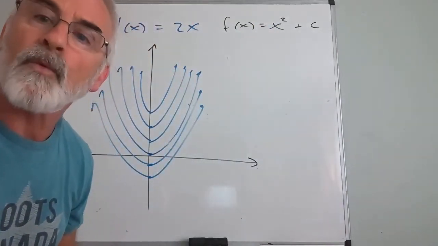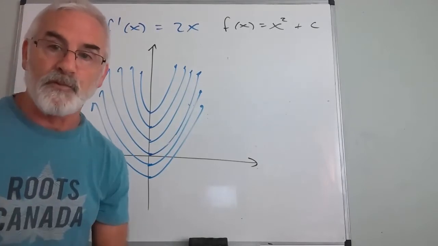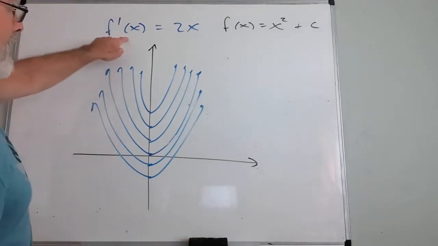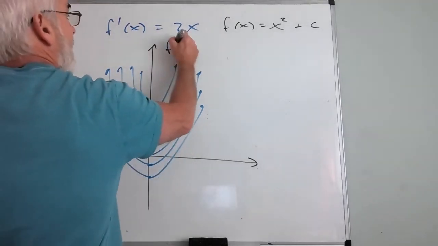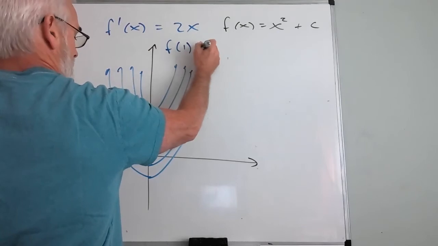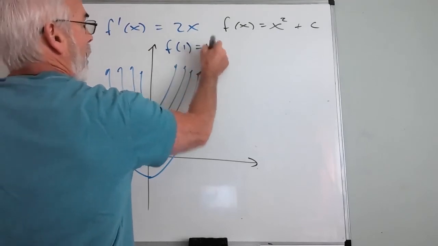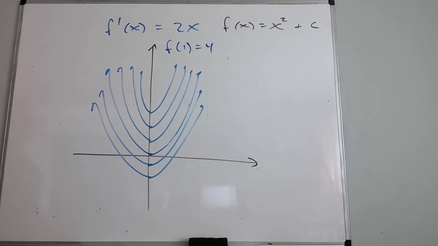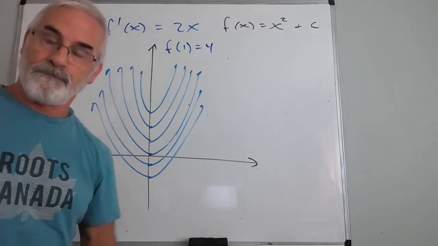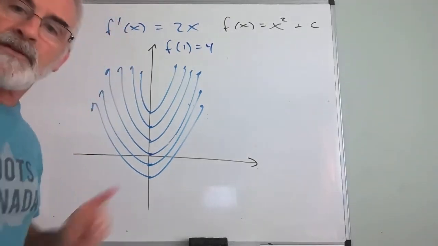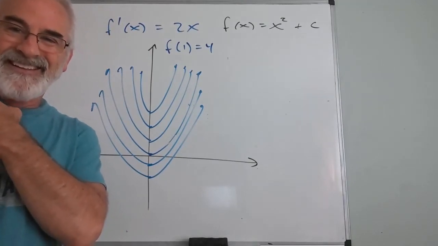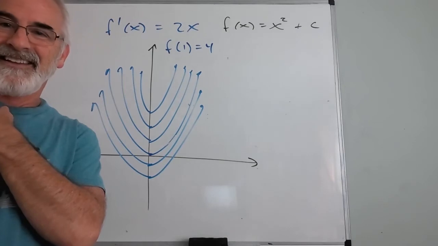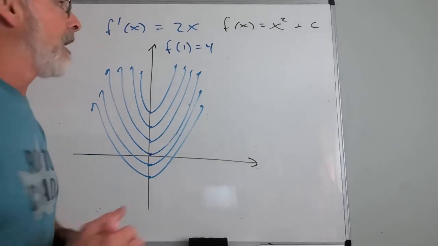What if I only want one of them? Then I would need to give you more information. So what if I said f prime of x is 2x and f of 1 is 4? What if I said both things? Oh, this is called an initial condition. Exactly how many of these parabolas pass through the point 1, 4? Exactly how many? Anybody? 1. Only one of them can.